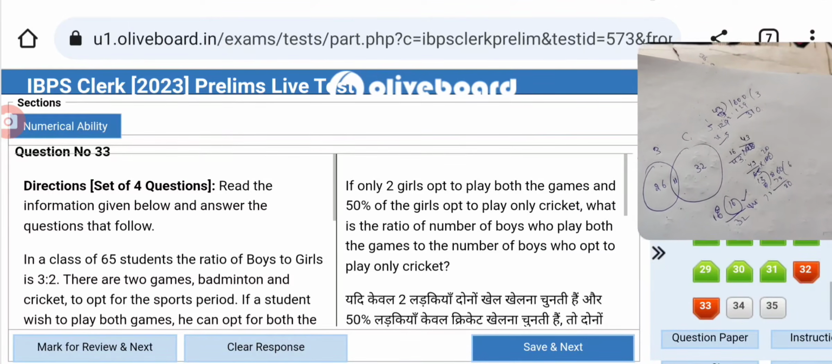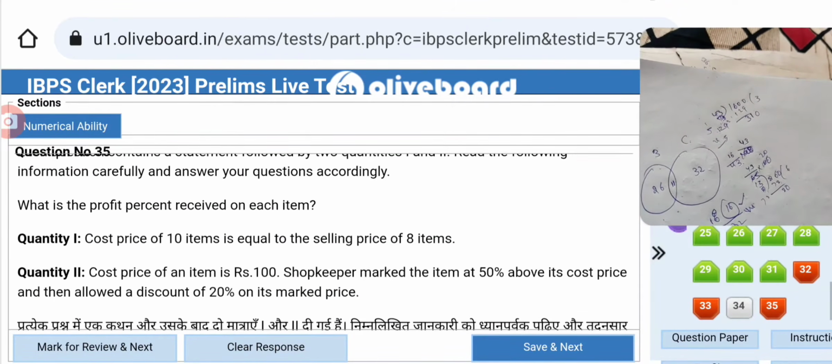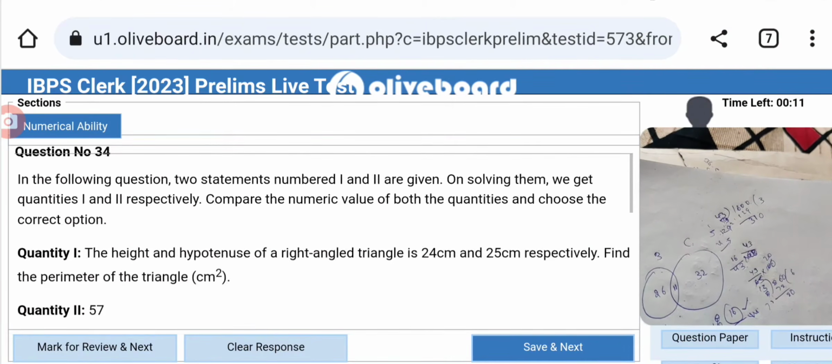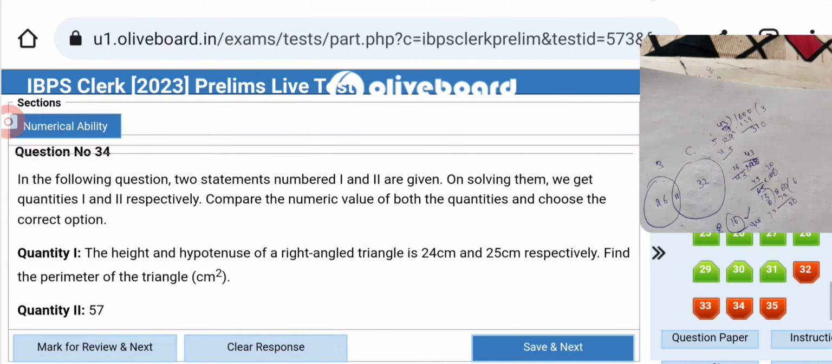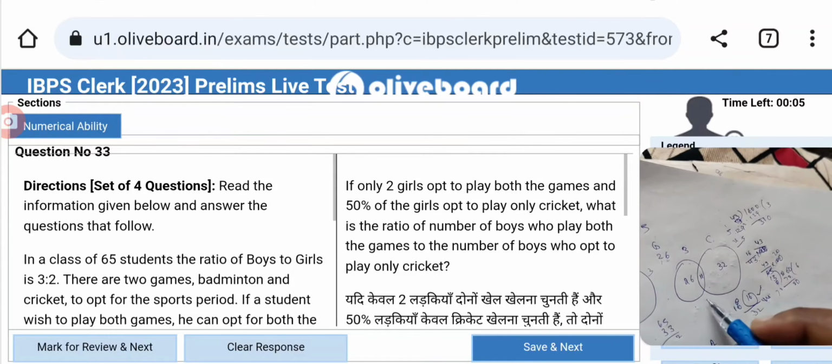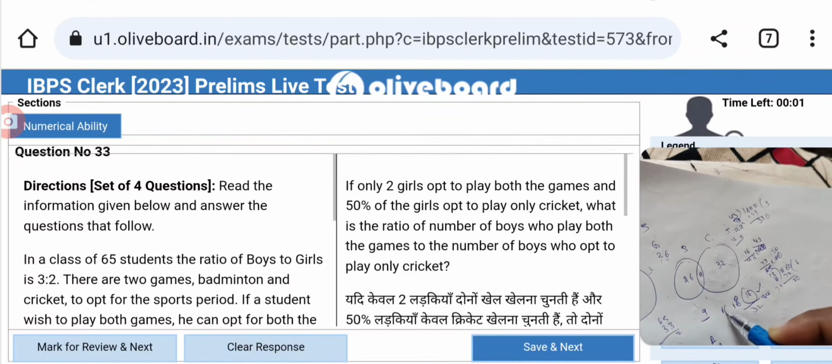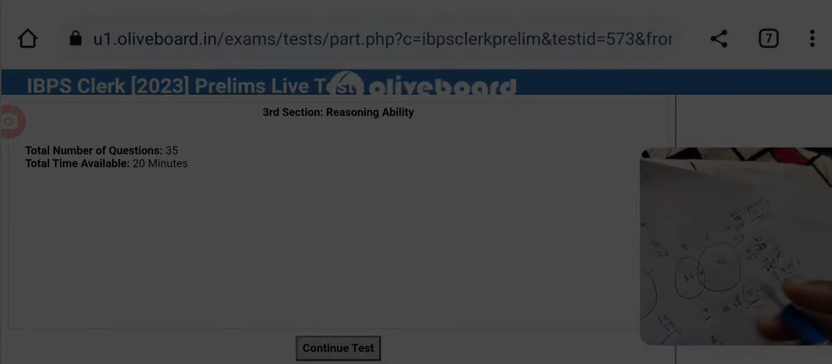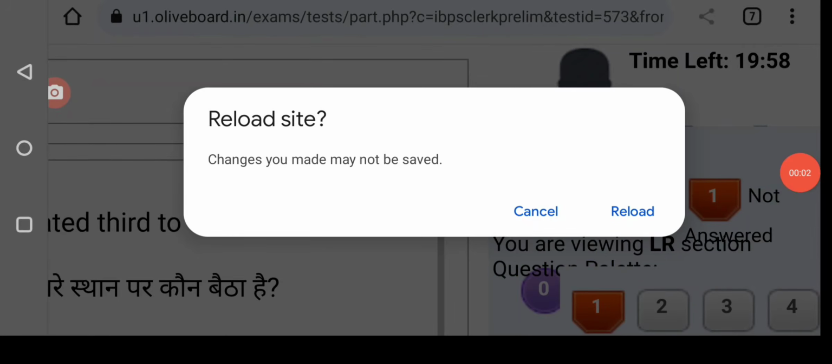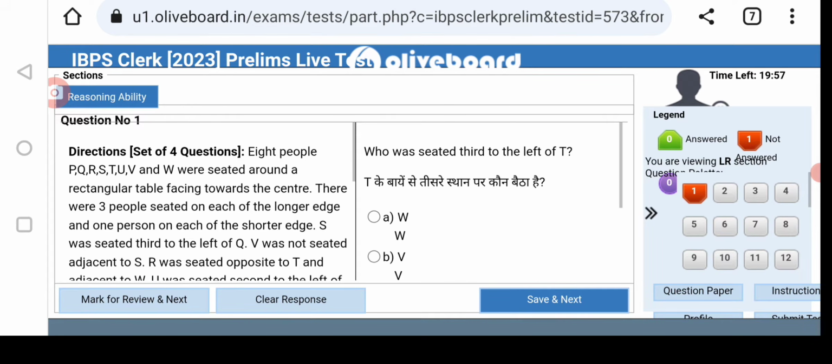Next one, only 2 volts apply both. 16 section, sorry. So next section, that is reasoning section.